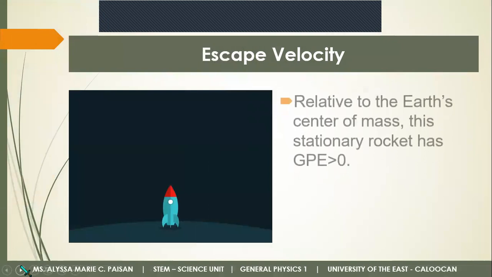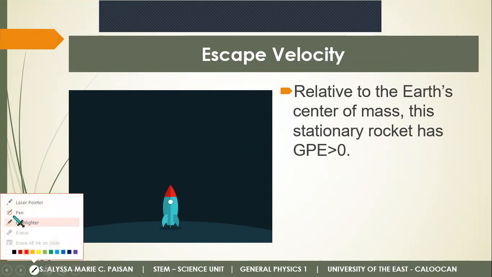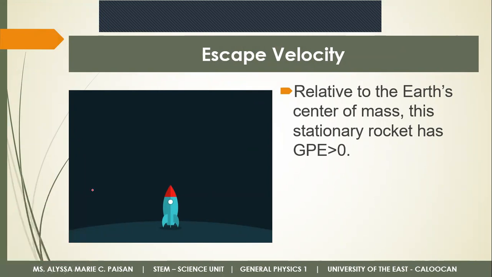Relative to the Earth's center of mass, this stationary rocket has a GPE or a gravitational potential energy that is greater than zero. As I was saying a while ago, potential energy is an energy that is because of an object's position. So let's say that this rocket is on the surface of the Earth. This is the Earth, let's say, and then this one is the center. Let's say that the rocket is here. Rocket, or na lang, kasi I can't draw, I'm so sorry.